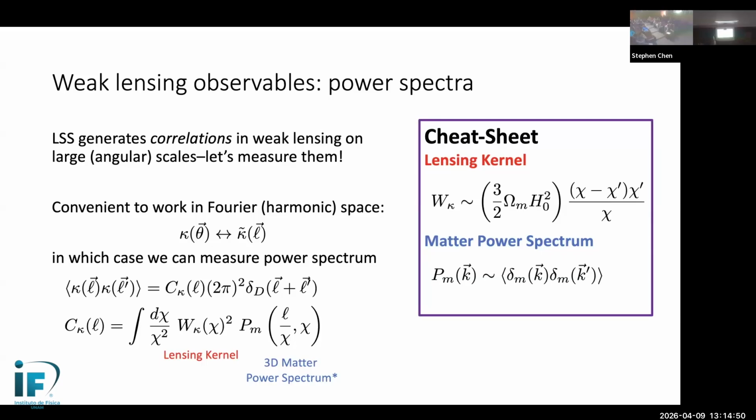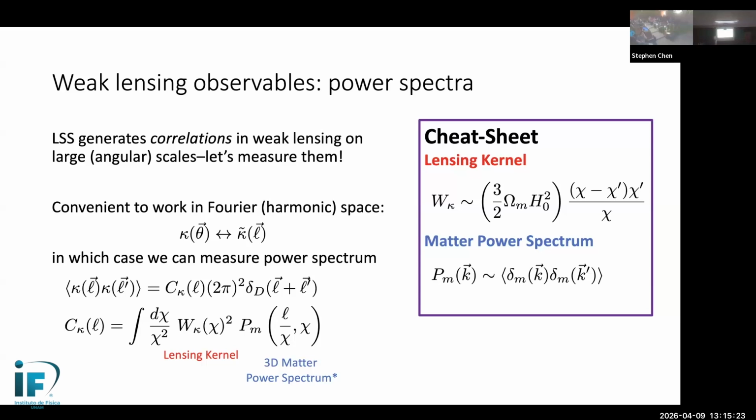It'll be very convenient for us to work in Fourier, or so-called harmonic, space, in which we take the convergence measured at some angle theta and Fourier transform it into the convergence measured at a harmonic L. Once we do this Fourier transform, we can measure the so-called power spectrum, which is just given by the expectation value of kappa_L times kappa_L prime. The translation invariance, of course, tells us that only L equal to L prime correlates. So we're really interested in this thing called the power spectrum.